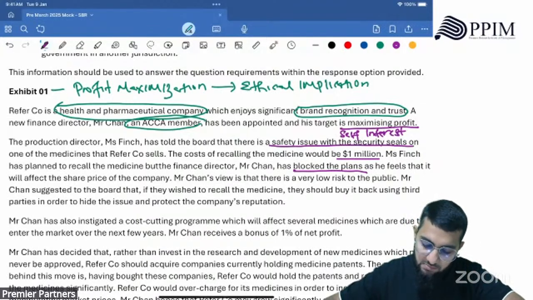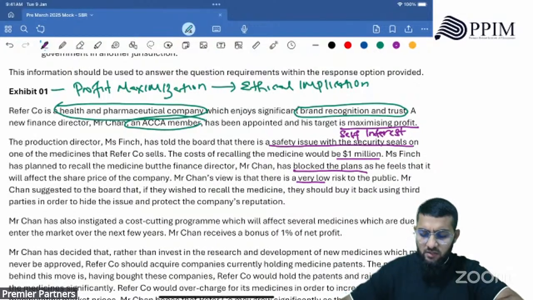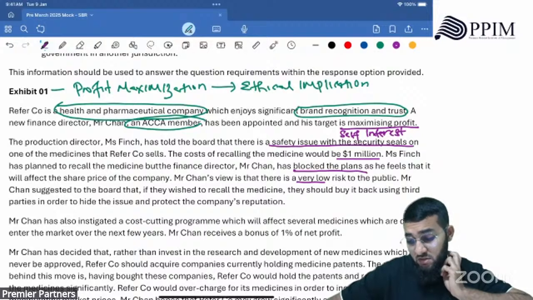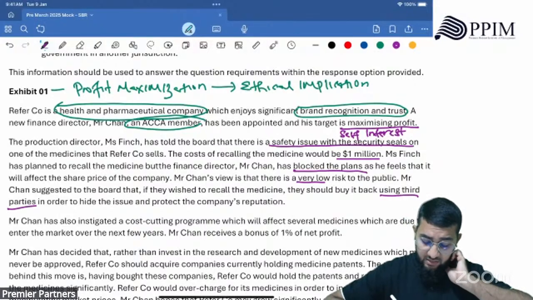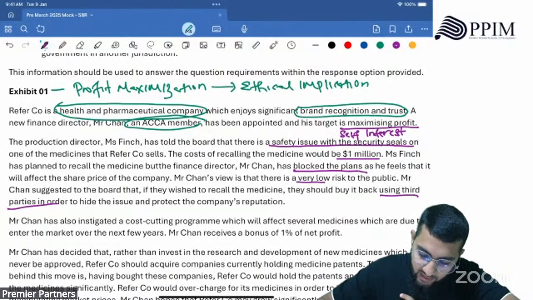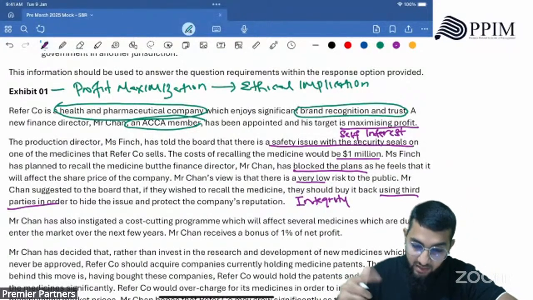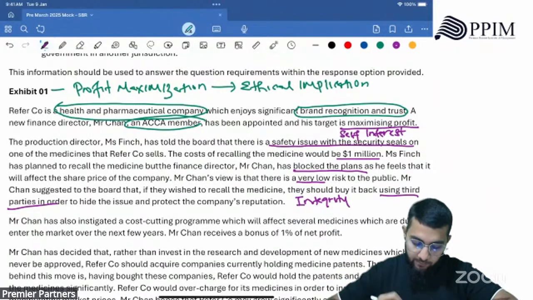Very low risk is Mr. Chan's view. Mr. Chan suggested to the board that if they wish to recall the medicine, they should buy it back using third parties in order to hide the issue and protect the company's reputation. Using third parties. Okay. Now we get something else also here. Integrity is missing. Okay. Integrity is missing here, meaning they're trying to be dishonest.